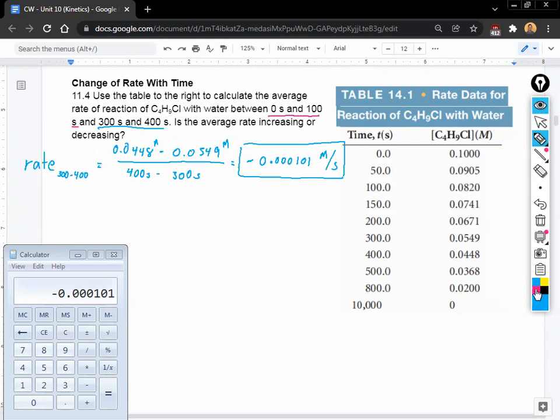Alrighty, guys. So if you guys are finishing up your calculations, please do so. But for the rate from 0 to 100 seconds, I got negative 0.00918 molarity per second. Did I do that correctly? Yes. Is that what you guys got? Okay. So this is the rate from 0 to 100. So the average rate from 0 to 100 seconds is negative 0.00918. The rate, though, from 300 to 400 is different, 0.000101.